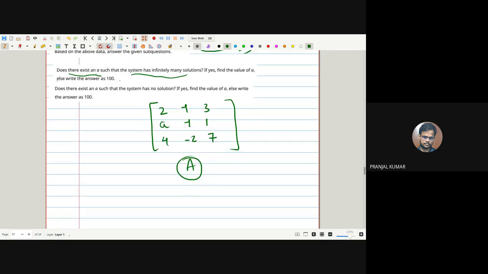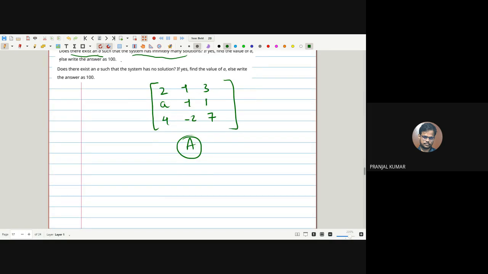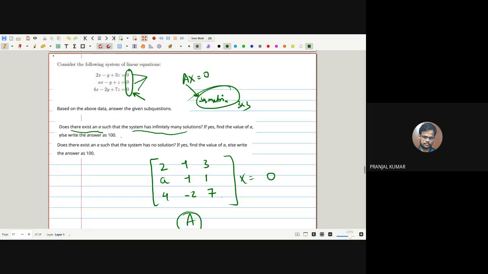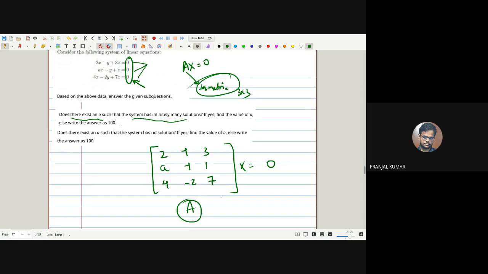Okay. So infinitely many solutions will exist when, first of all, you should know that this will always have a solution. Yes or no? Yes. So, just read the second question. Does there exist an A such that system has no solution? Is it ever possible? Because I have a 0 vector here, it will always have a solution. So answer of this is 100.